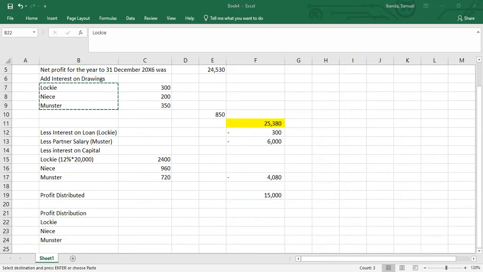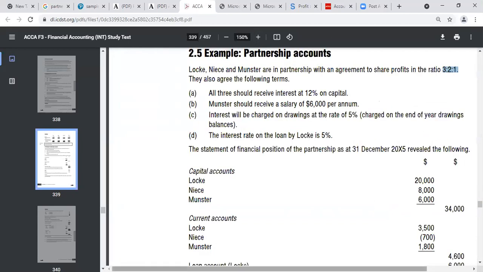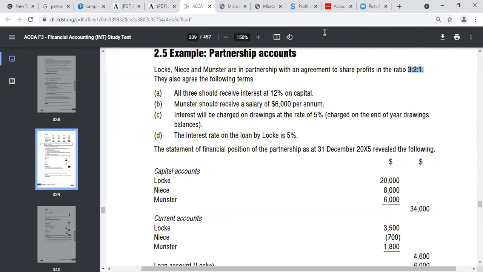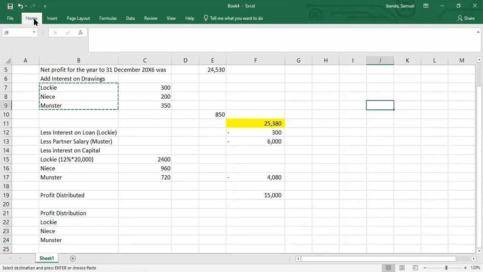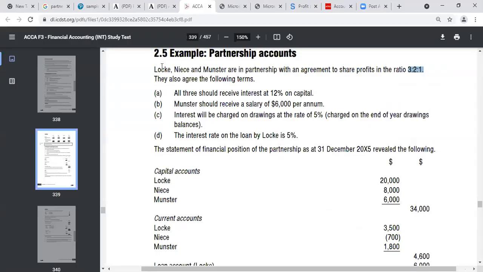Now ours is to find out what the ratios of sharing between the partners are. When you come here, they told us the partners share profits in the ratio of 3 to 2 to 1. So I'll just pick that and take it to the other side. I can even have a working here. It is 3 to 2 to 1, and it is Loki, NIS, and Monster. My total ratio is basically 6, as I have said.